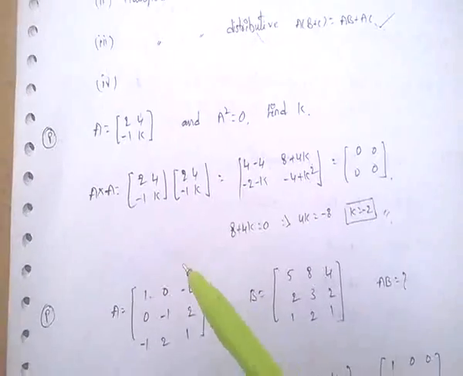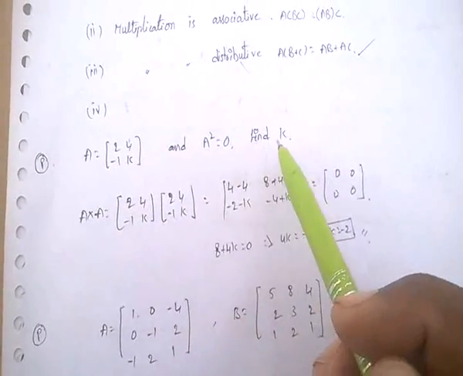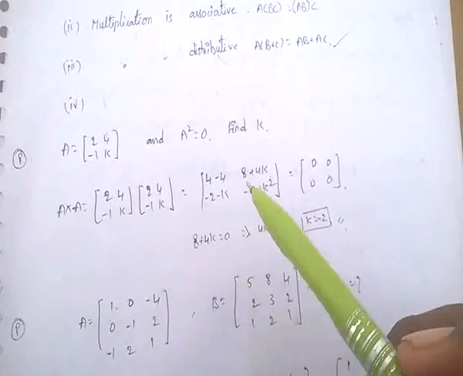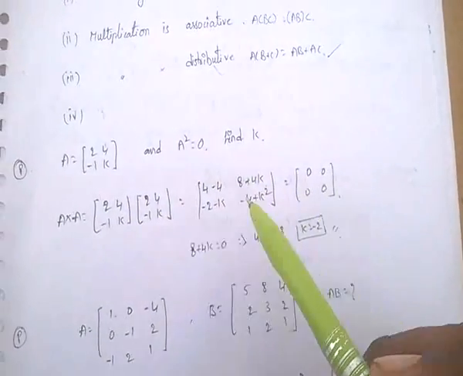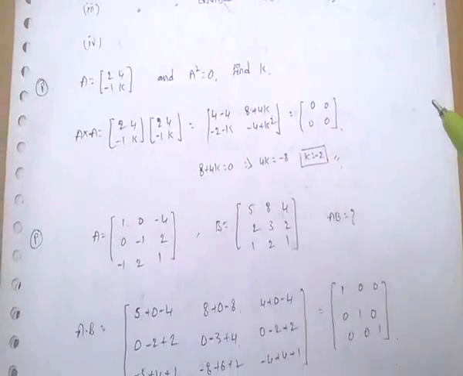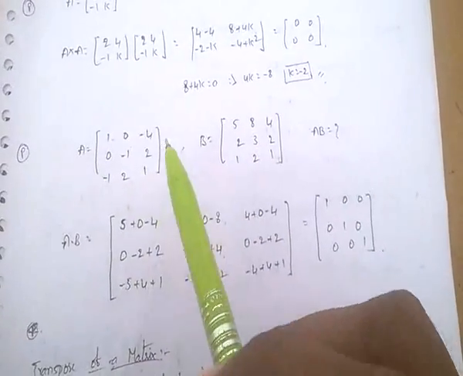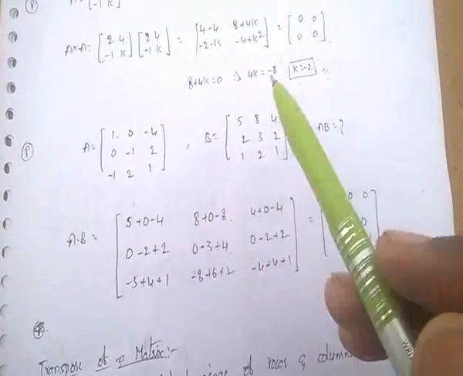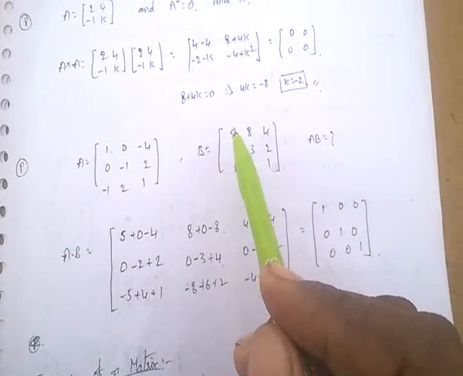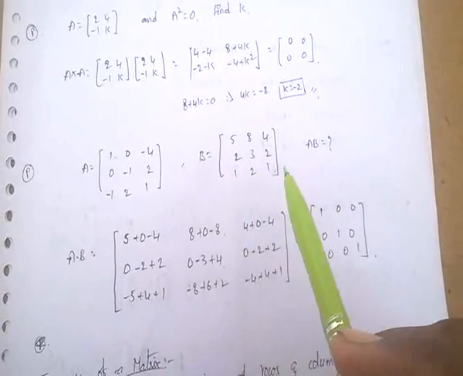Next, some example problems. If A is given and A square equal to 0, find K. A square means nothing but A into A. Multiply A into A, and 0 means the 0 matrix, and equate this, and we can get K. Next one, matrix multiplication. Here A is given, B is given. That means we take 1 0 4, multiply with 5 2 1, 0 minus 1 2, multiply with each one. Okay.